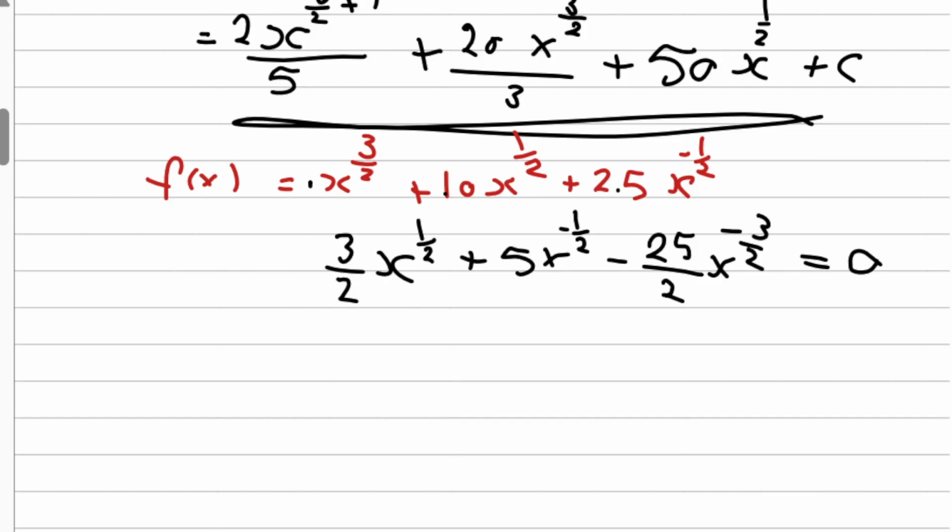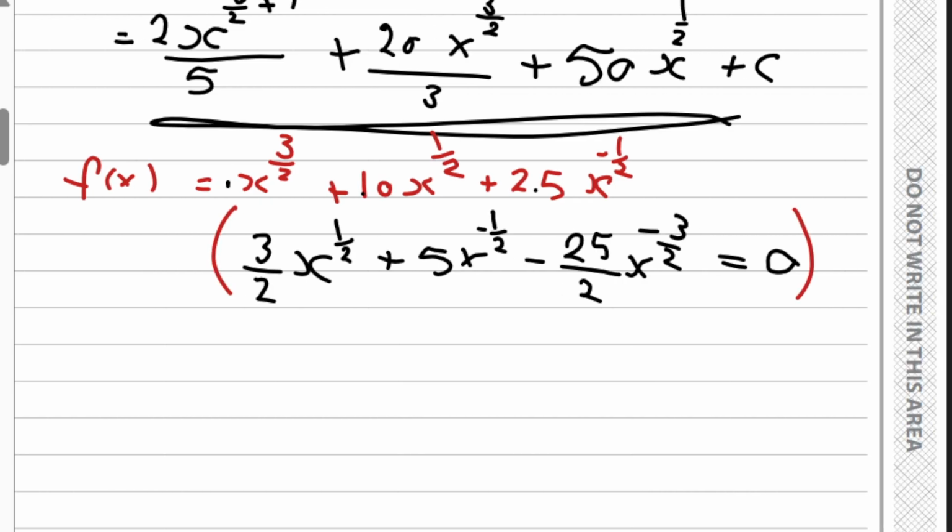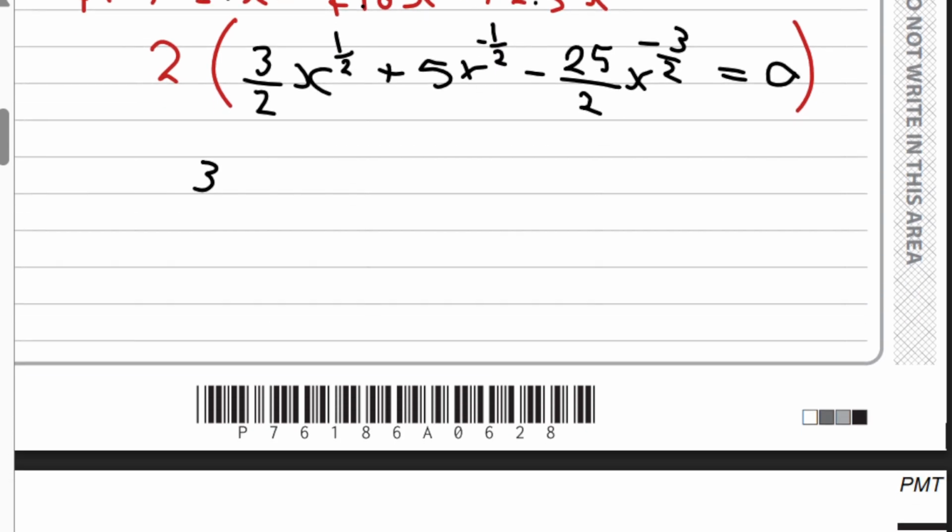Okay, so let's do it. Multiply all this by 2. The 2 cancels the 2 in the 3 over 2, so it's just going to be 3. We just move it up. 3x to the power of a half. And then 2 times 5 is 10, so it's 10x to the power of negative a half. Minus 2 times 25 over 2, the 2 cancels the 2, so it's just 25. x to the power of negative 3 over 2 equals 0.